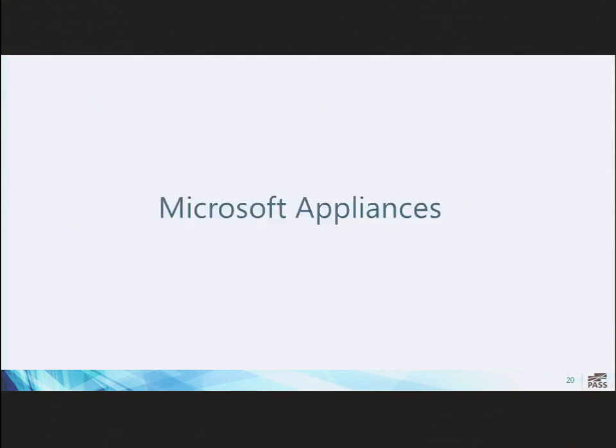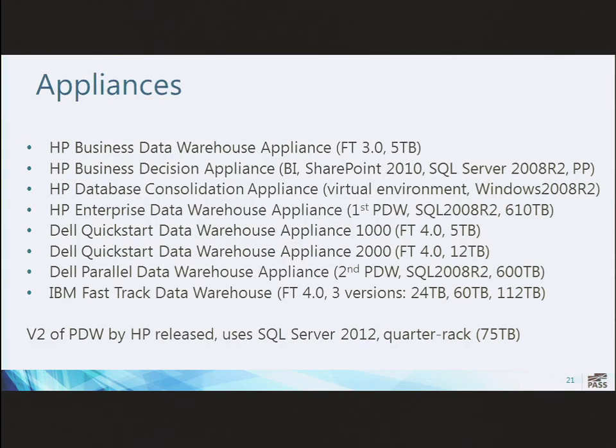So we talked about the fast track architecture. Now we're going to get into the appliances, some of which are based on that fast track architecture. So, I should have changed this to get rid of HP. Is anybody from Dell in here? All right, good. Anybody from HP in here?